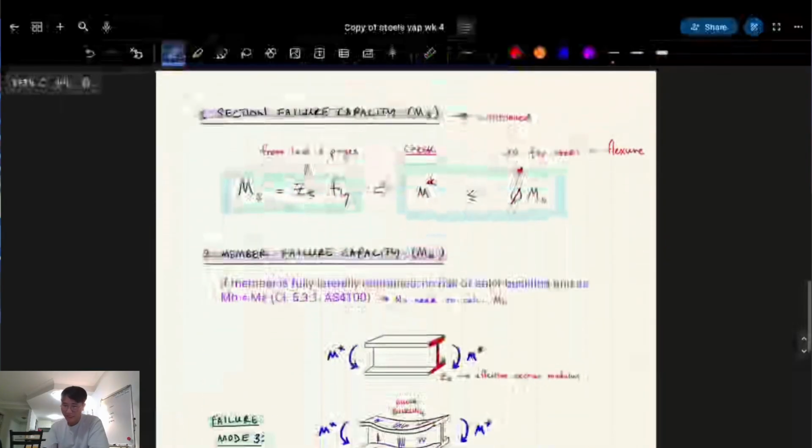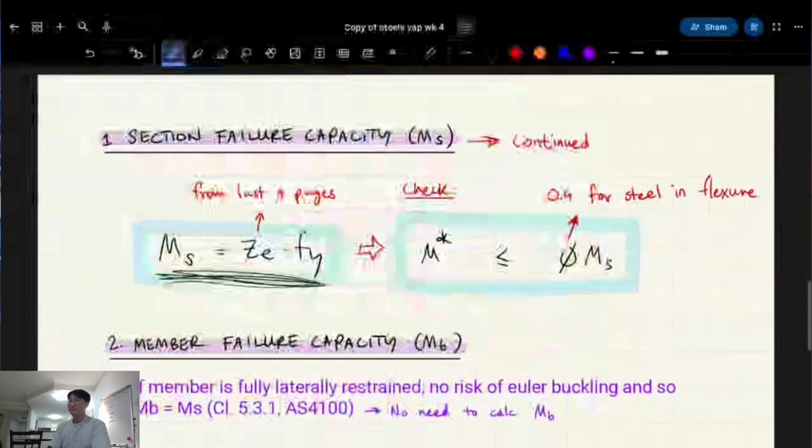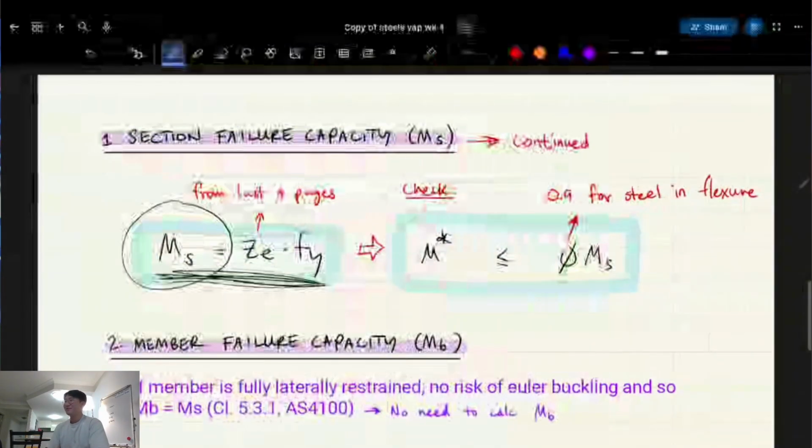Okay, but basically, that's the formula for MS. It's ZE times FY. Oh wow, that's easy. But that's just the section capacity. We haven't gotten to lateral torsional buckling yet. That's the second half. That's the second check. The first check is done.